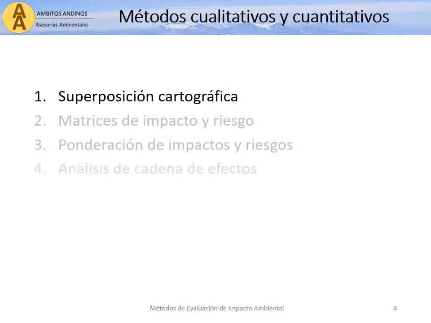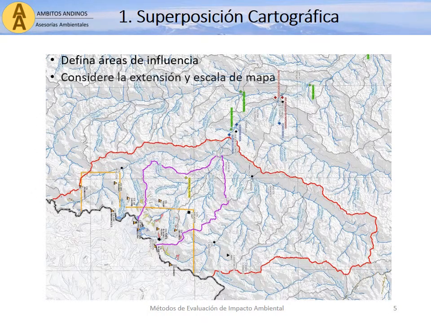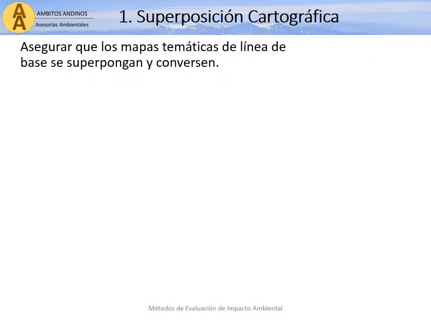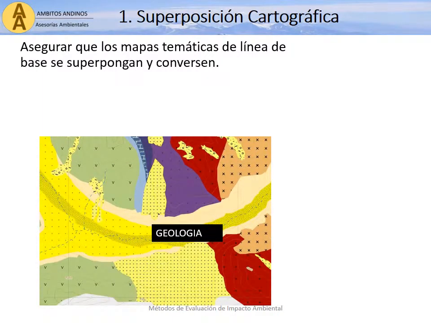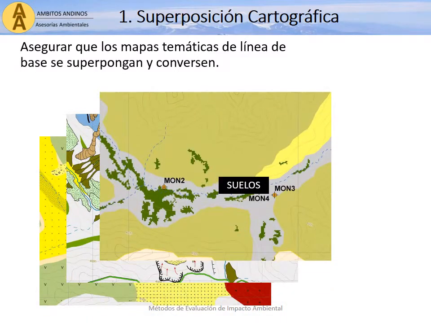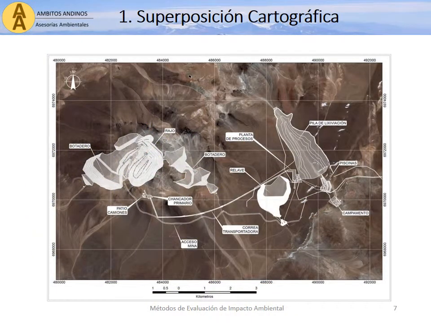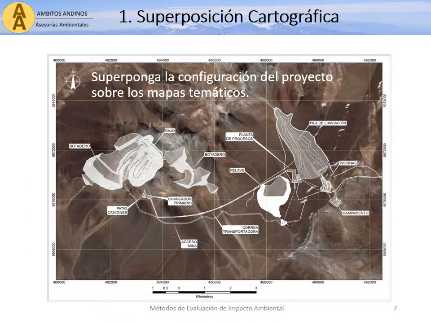Cartographic overlay. Cartographic overlay generates a series of maps with areas of influence by environmental component. Thematic baseline maps for each component should be comparable with one another, reflecting the natural relations between components. Then, the overlay of the project layout with the thematic baseline maps gives the user guides in identification of potential impacts and risks.